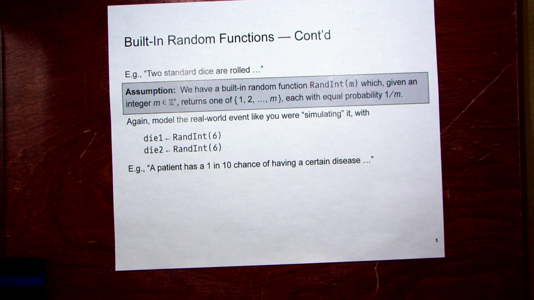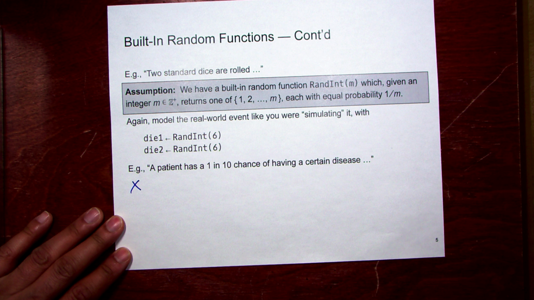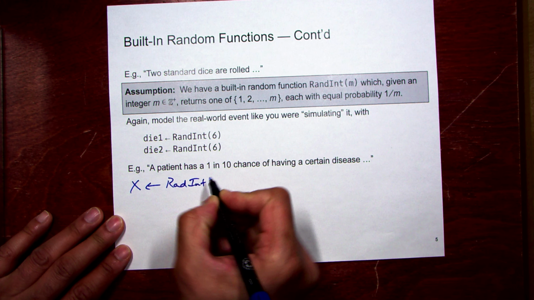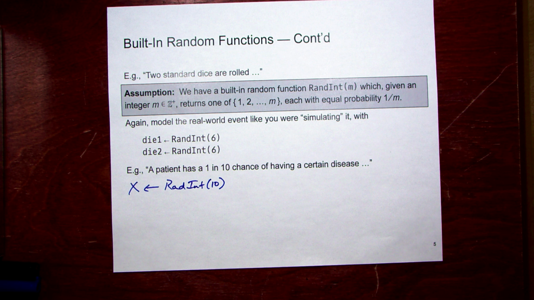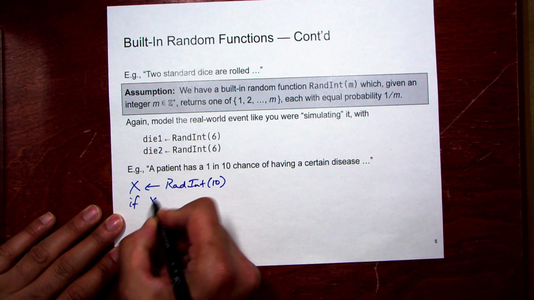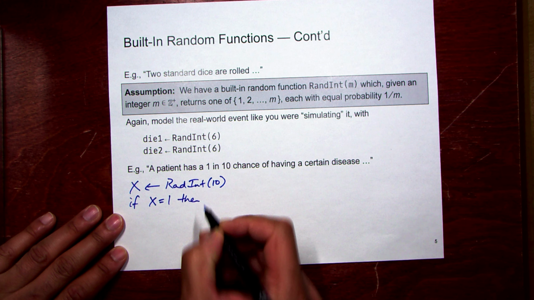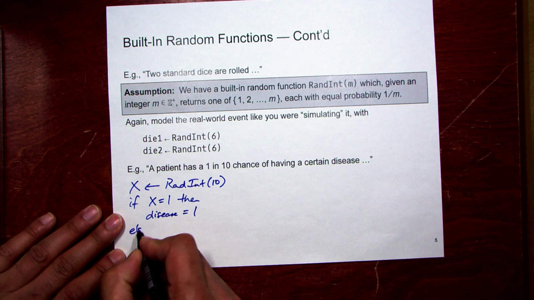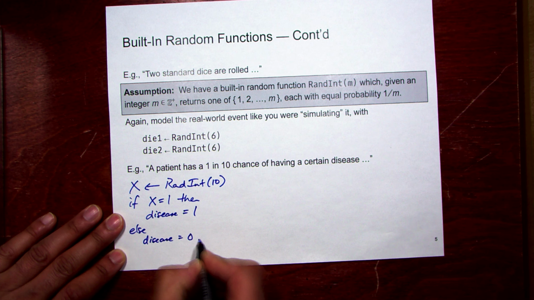Okay, so here's one possibility that you might have come up with. Say X gets randint of 10. So you have 1, 2, 3, 4, 5, 6, 7, 8, 9, 10, and in one of those possibilities, 1 in 10 chance they have the disease. So if X is equal to 1, that's pretty arbitrary which one we pick here, then disease equals true, otherwise disease equals false.